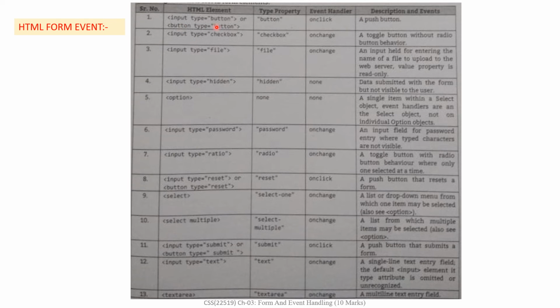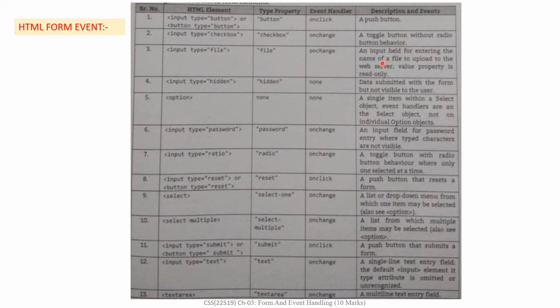First is input type equal to button, or button type equal to button. So the type property is button, the event handler is onclick, and it is used to push a button. Input type equal to checkbox, onchange, a toggle button with radio button behavior. Input type equal to file, the property is file, onchange.